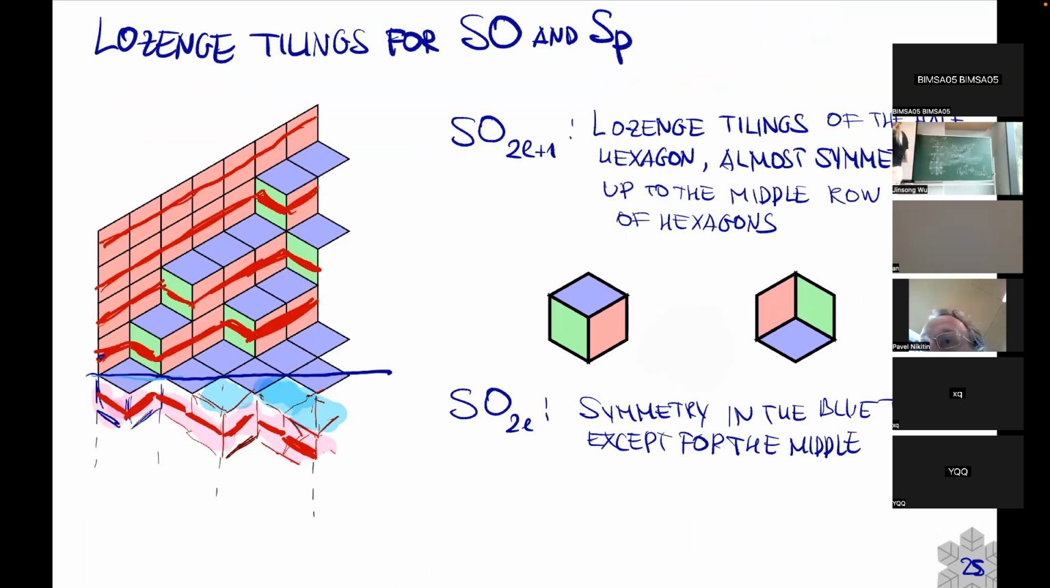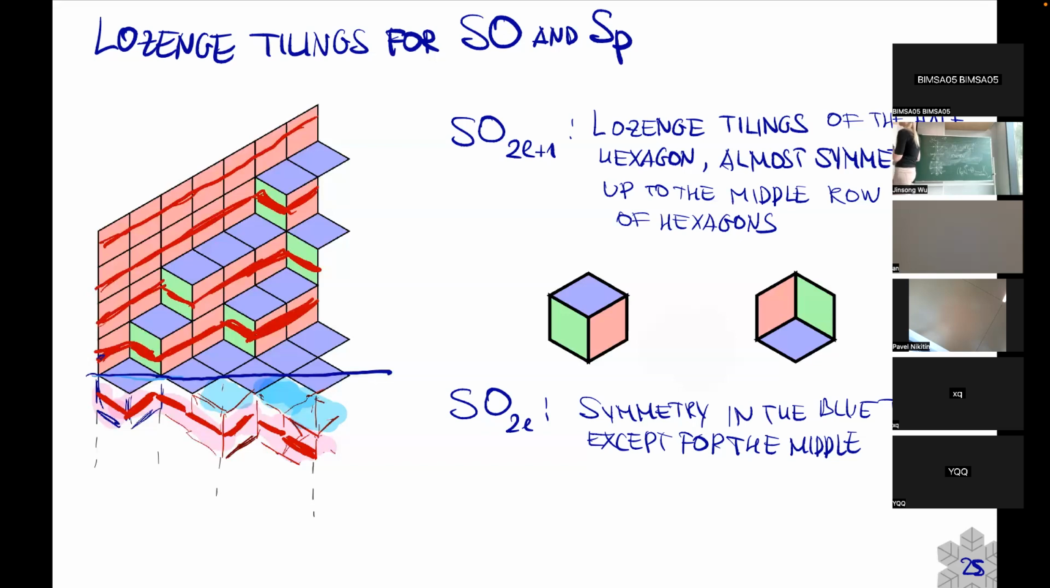Well, I already said a couple of words. We can formulate a certain problem using also the lozenges, but of course our result has been studied by the board. So we can actually construct kind of like these tilings, but for other series. So we'll also have the lozenge tilings of the hexagon. The same problem remains, but it will be almost symmetric up to the middle.